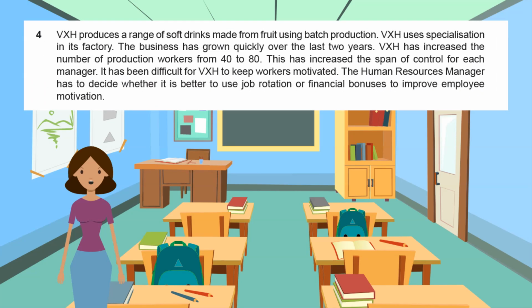Now, question 4. The last one in this paper. The setup is as follows. VXH produces a range of soft drinks made from fruit using batch production. VXH uses specialization in its factory.